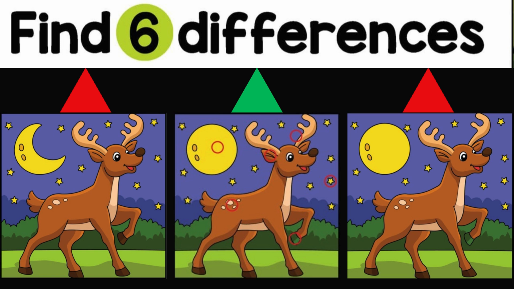Number four, a branch missing in the deer antler. Number five, a star missing on the front side of a deer. Number six, a change in color of bottom, right side leg of a deer.